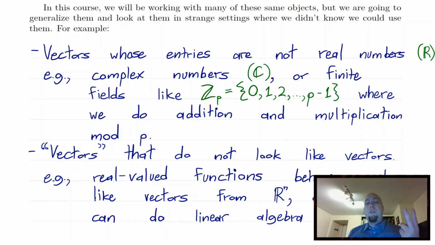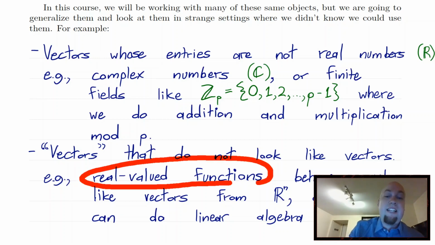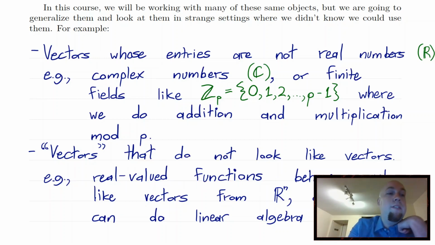Okay, you can do those two operations that I talked about on real valued functions, right? You can add functions, which is analogous to adding vectors, and you can multiply a function by a scalar, which is analogous to multiplying vectors by scalars. So in this set, real valued functions, you have those two operations, so you can do linear algebra on it. It's an example of what we're going to call a vector space, which is basically a place where you can do linear algebra.